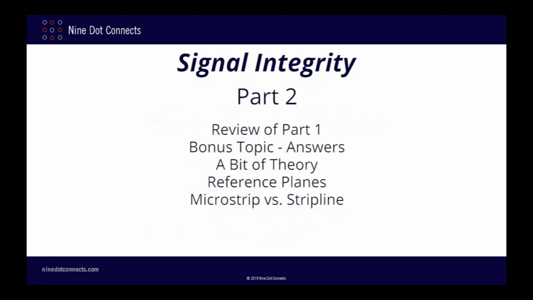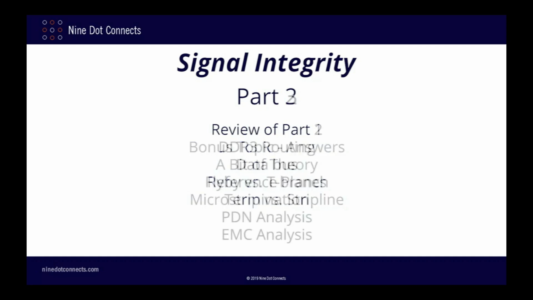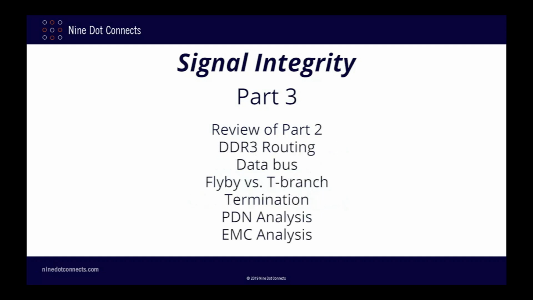Here's a list of what I will be presenting in part 2. Although it is but a subset of my original topic list, it does include a bonus topic that answers a question I received after the first session, as well as a little bit more signal integrity theory. And here is a wish list of what I'd like to cover in part 3. I will finally finish off with the DDR3 design, exploring some of the routing issues that are associated with it. I will then touch on power distribution networks, or PDN analysis, as well as maybe some of the electromagnetic compatibility topics.